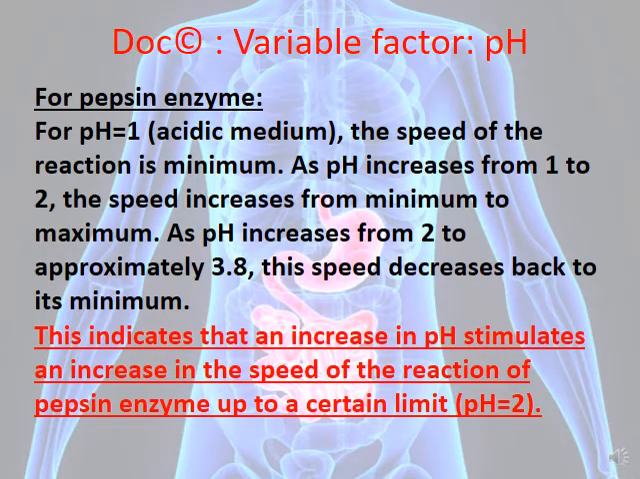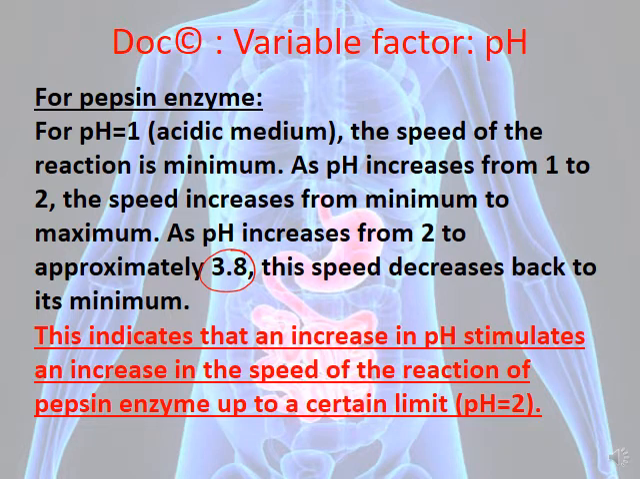So for the pepsin enzyme, as I said, for pH equal to 1, it's an acidic medium. The speed of the reaction is minimum with this enzyme. So as pH increases from 1 to 2, the speed increases from minimum to maximum. It reaches the maximum value at a pH equal to 2. Also, as pH increases from 2 to approximately 3.8, the speed decreases back to its minimum.